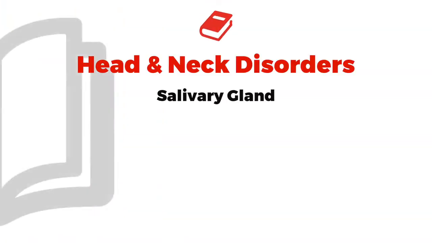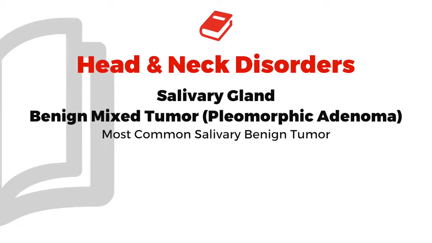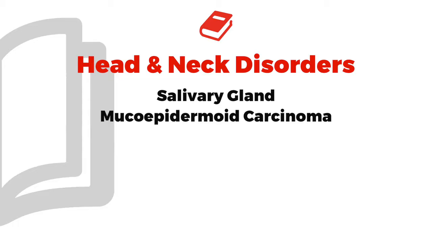So there's three types that I think you should know for your boards. The first one is benign mixed tumor, and that's the most common salivary benign tumor. The next one is mucoepidermoid carcinoma. I would know that's the most common salivary malignancy. That is mucus-producing cells. It can be in the parotid gland. It can be on the lower lip, the floor of the mouth, or the tongue.